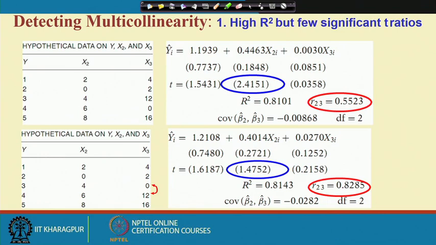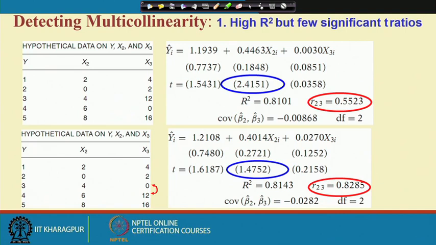Now, if R square is high, few parameters are statistically significant and others are not significant, then this may be due to a multicollinearity problem. The reverse is also true. When most of the variables or parameters are statistically significant and R square is low, this is also a bad signal. The signal will be very good, green, when R square is high and most of the variables are statistically significant.